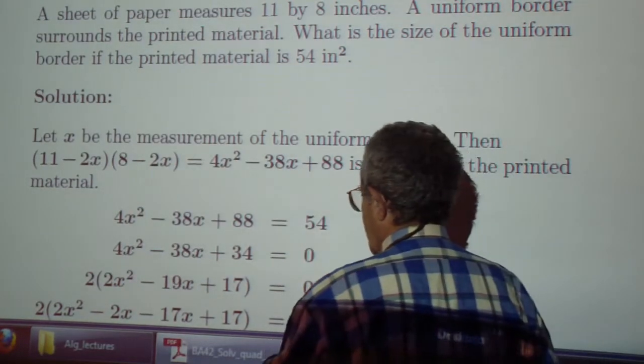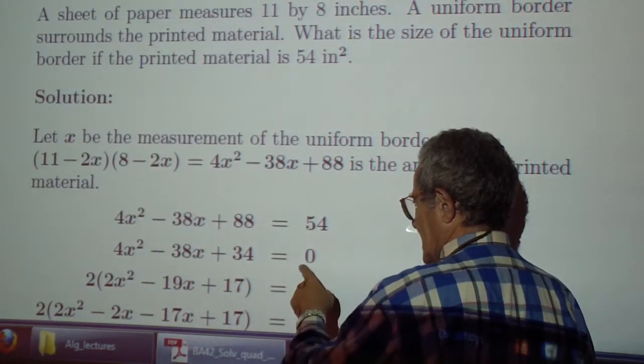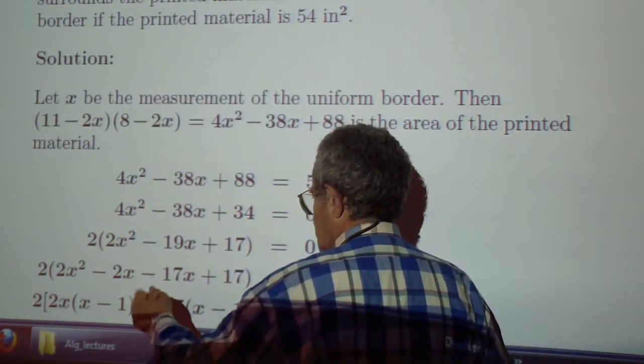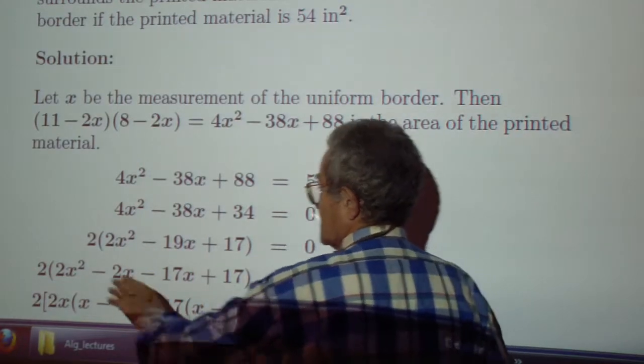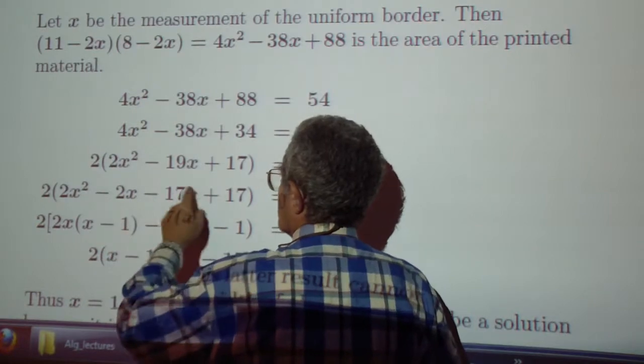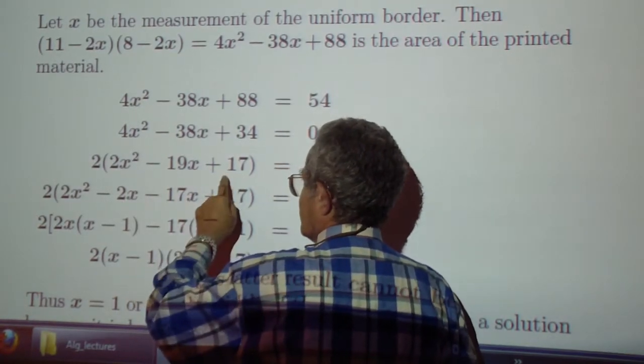So where you have an equation, you subtract 54 from both sides to get a 0. You factor out the greatest common factor like 2. You can forget about the 2, you can divide by 2 if you want to. And you factor the trinomial that is left here.